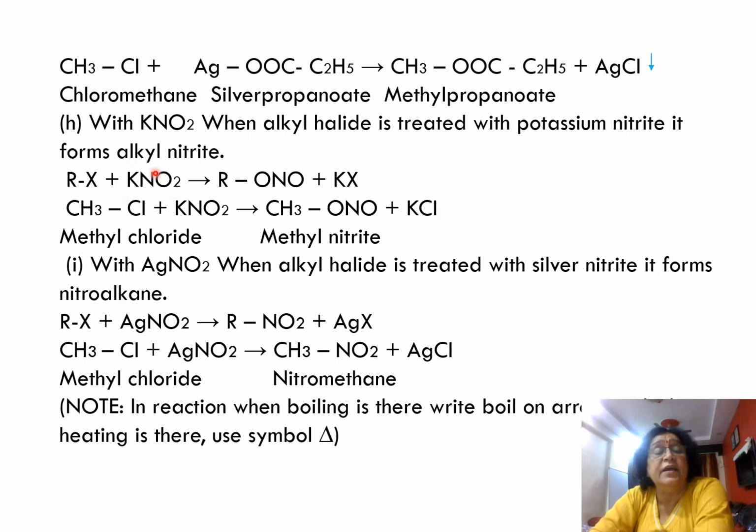So when alkyl halide is reacted with KNO2, what is the product formed? Alkyl nitrite. That means this alkyl is bonding through O. But when silver with nitrogen is forming a covalent bond, then here this links through N and nitroalkane is formed along with silver halide. Clear? So when a covalent compound is there, then it forms nitroalkane. But when an ionic compound is there, then R links with the more electronegative atom and it forms alkyl nitrite. Clear?